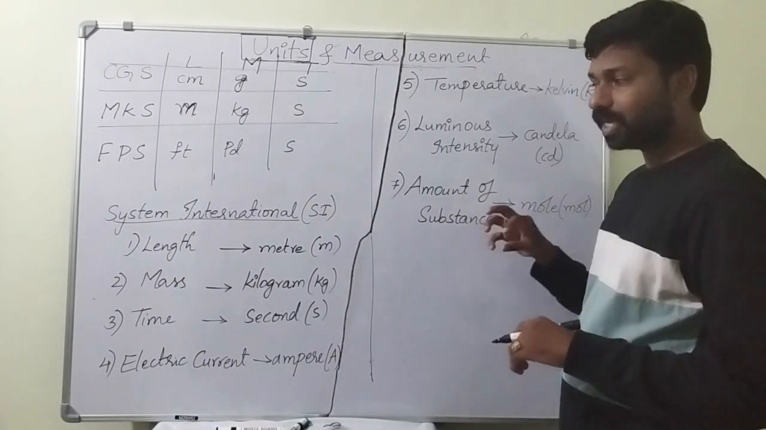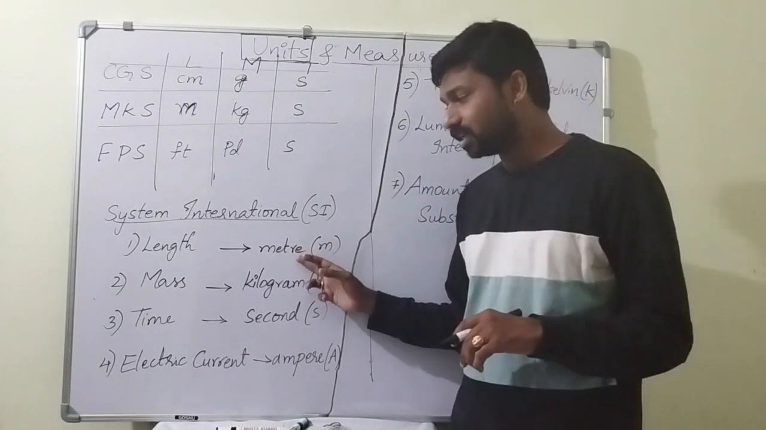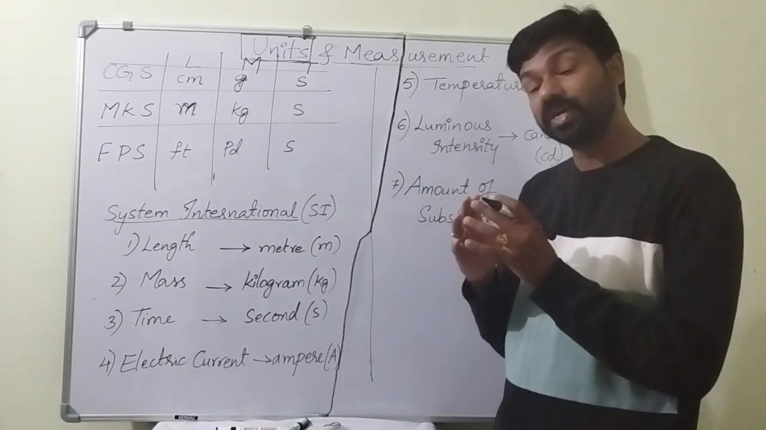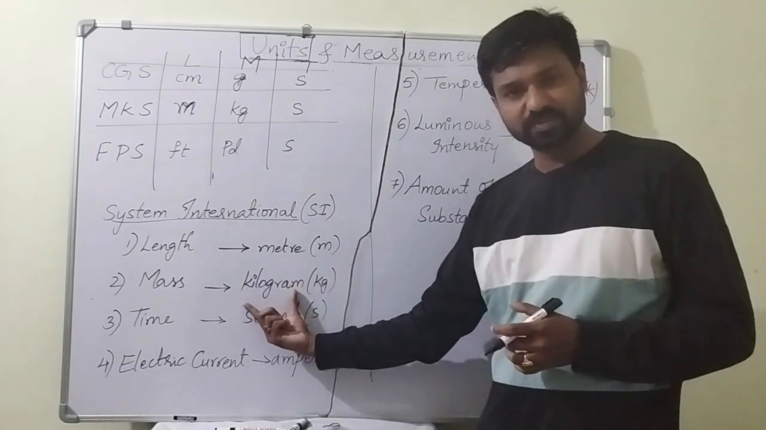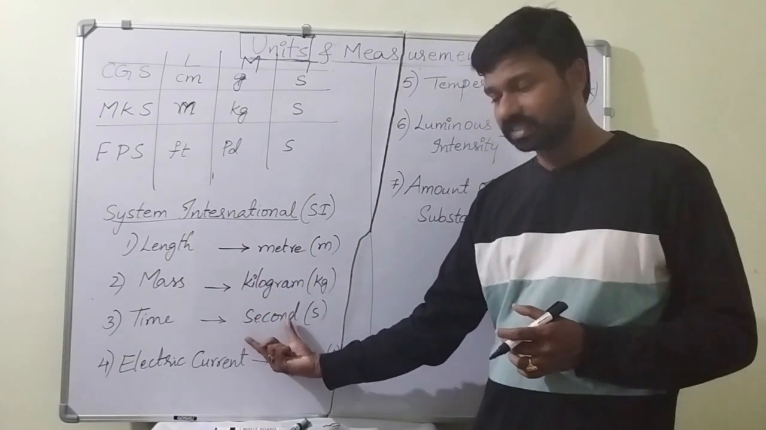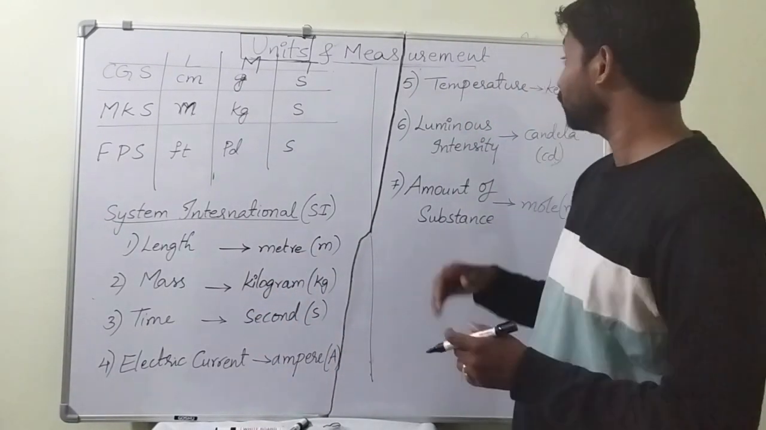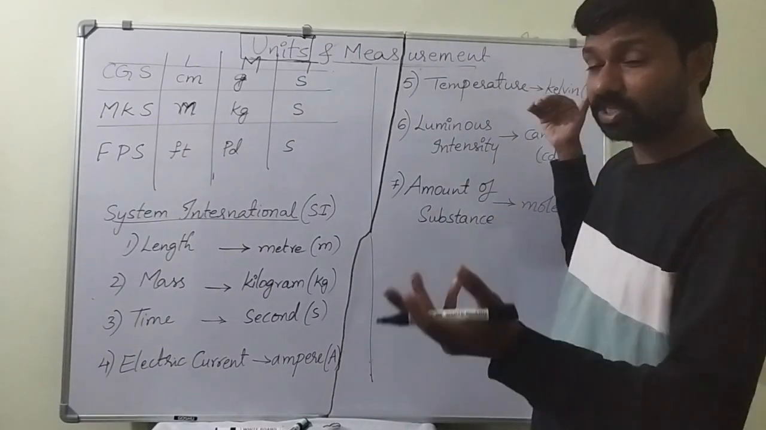Okay, every SI unit has its own definition. For example, for meter there is a definition, for kilogram there is a definition, for second there is a definition, and for ampere also there is a definition. Now for each one there is a definition.